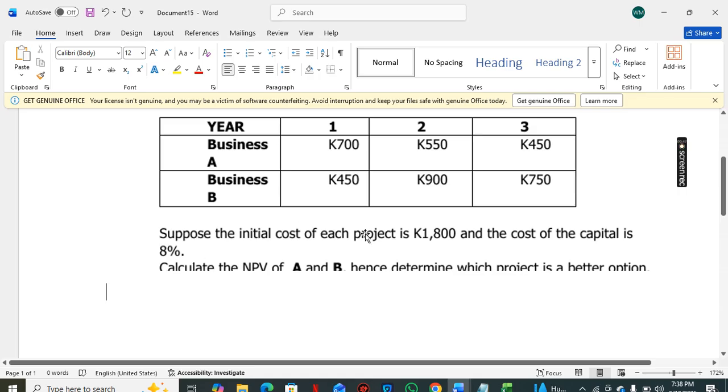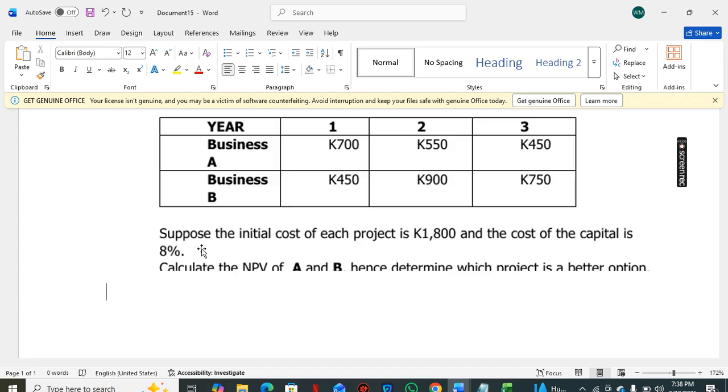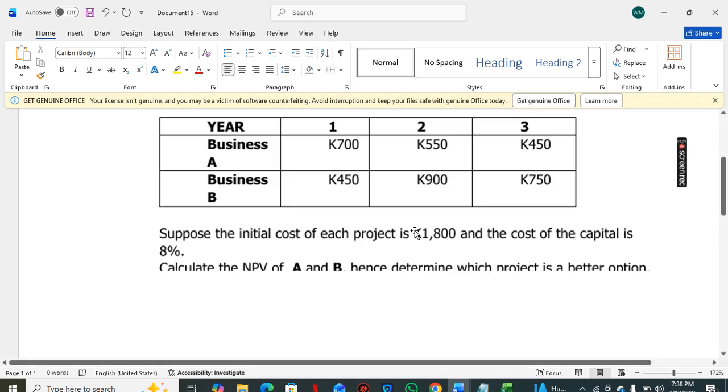Suppose the initial cost of each project is 1,800 and the cost of capital is 8%. Cost of capital, colleagues, is just the cost of financing. Maybe to get this 1,800, you got a loan and the interest rate is 8%. That's your cost of capital. So calculate the net present value of A and B and hence determine which project is better.